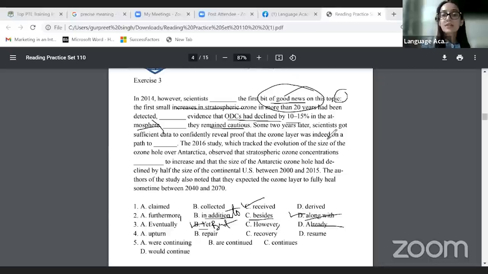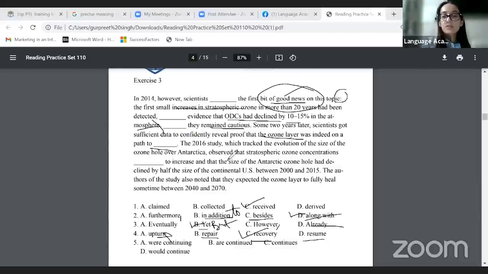Some 2 years later, scientists got sufficient data to confidently reveal proof that the ozone layer was indeed on a path to dash. So the ozone layer was on a path to good news. It's a positive word. Upturn is a verb, I suppose, not a noun. Path to repair, recovery, or resume. Resume is to start again. But because the ozone layer is increasing, that means it's on a path to recovery. Recovery means getting better. It was not good, and now it is improving. That is the meaning of recovery.